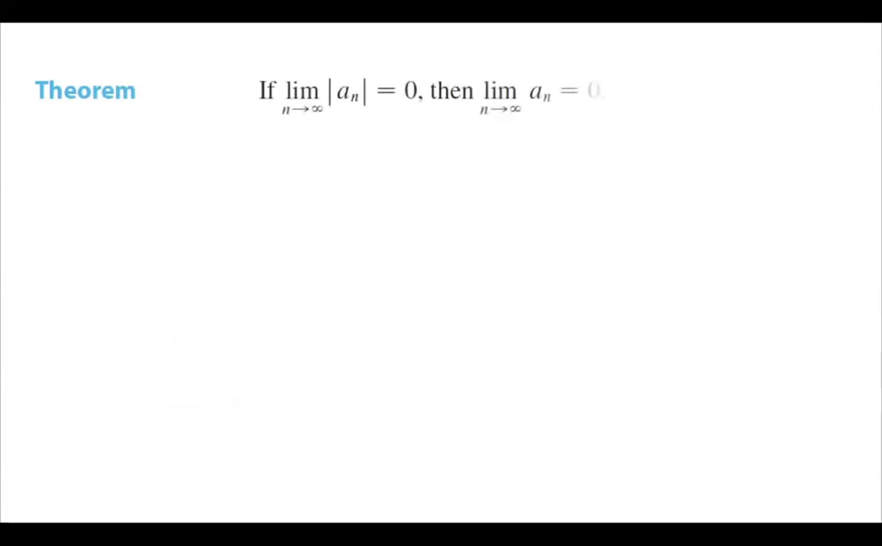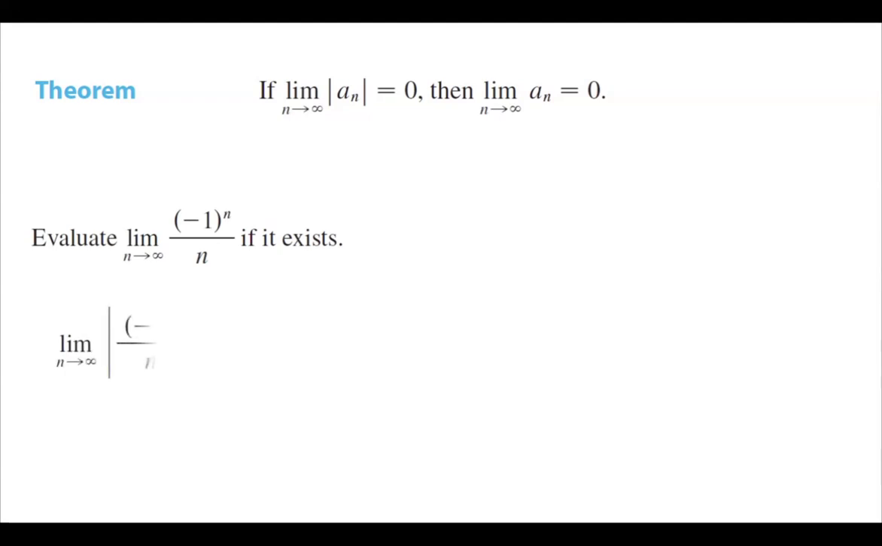The theorem says if the limit of absolute value of an as n goes to infinity is equal to 0, then you can conclude that the limit of the sequence itself is equal to 0 as well. Let us evaluate the limit of -1 to power n divided by n. What are we going to do? Instead of working with the sequence itself, we're going to work with the absolute value of this sequence.